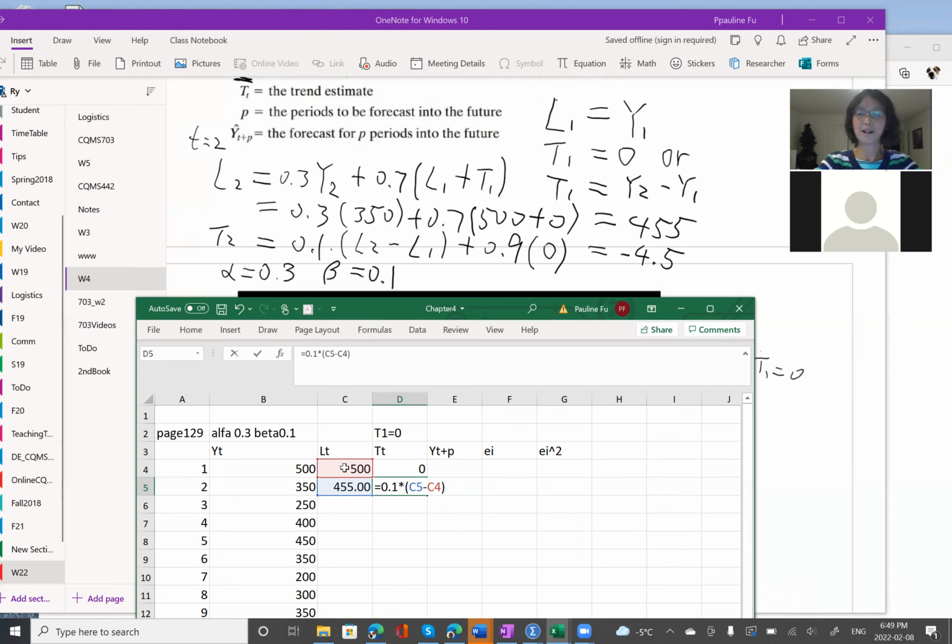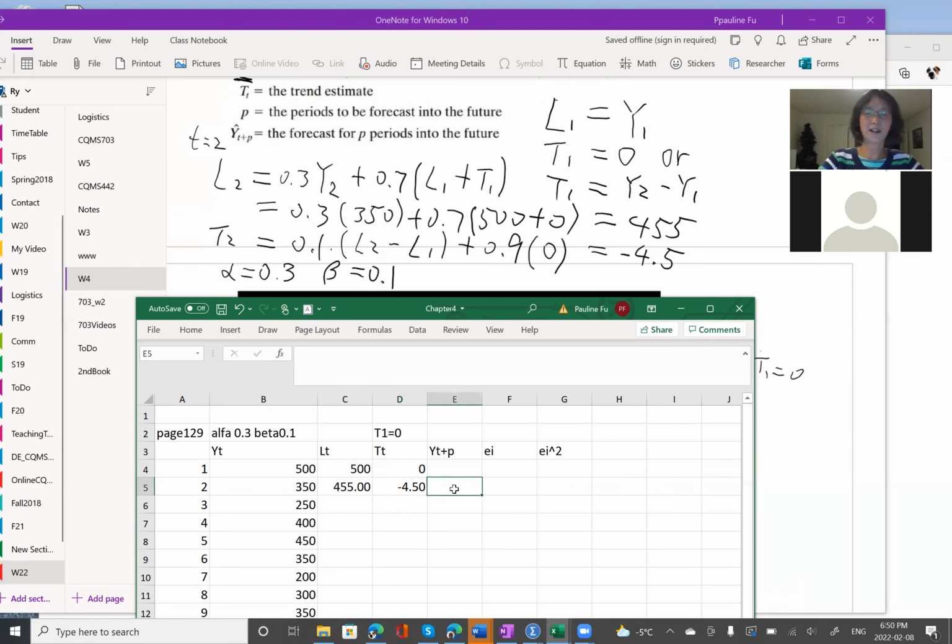Okay, plus 0.9 times, actually it is T1. T1 is 0. Any questions before I move on? All right. So the beauty of using Excel is you can do the calculation once, and later on you just copy down the formula, okay?